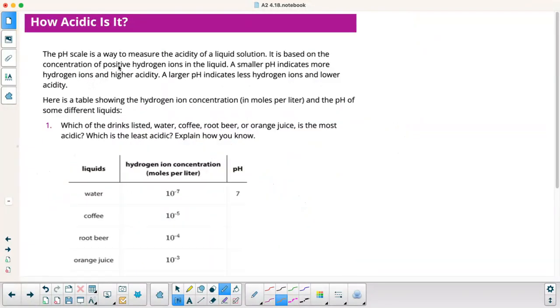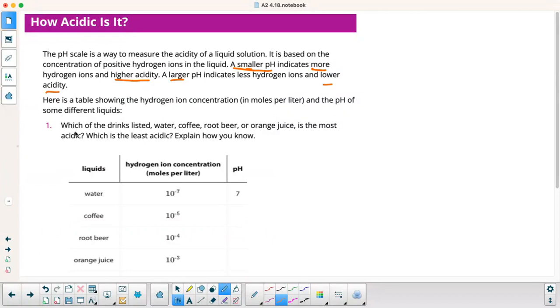All right. The pH scale is a way to measure the acidity of a liquid solution. It is based on the concentration of positive hydrogen ions in the liquid. Smaller pH indicates more hydrogen ions and higher acidity. Larger pH indicates less hydrogen ions and lower acidity. Here's a table showing hydrogen ion concentration in moles per liter and the pH of some different liquids.